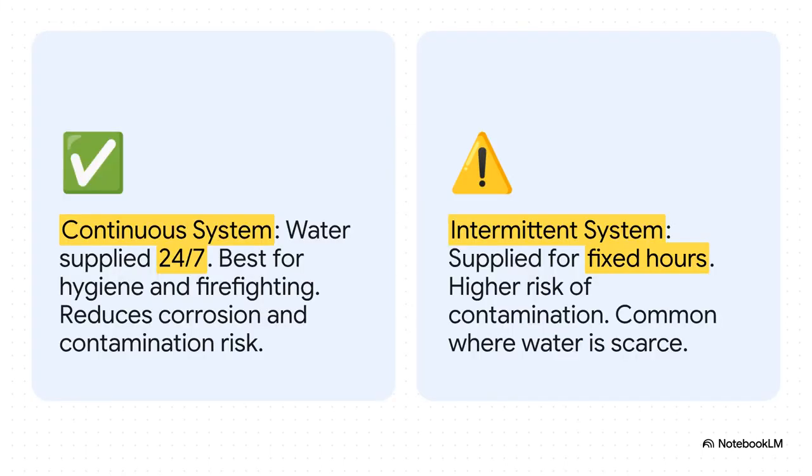Now let's talk about when the water is supplied. In a perfect world, you have a continuous system, water 24/7. It's hygienic, it's great for fighting fires, but in many places, because of water scarcity, they use an intermittent system where water only comes on for a few hours a day. This is actually pretty dangerous.